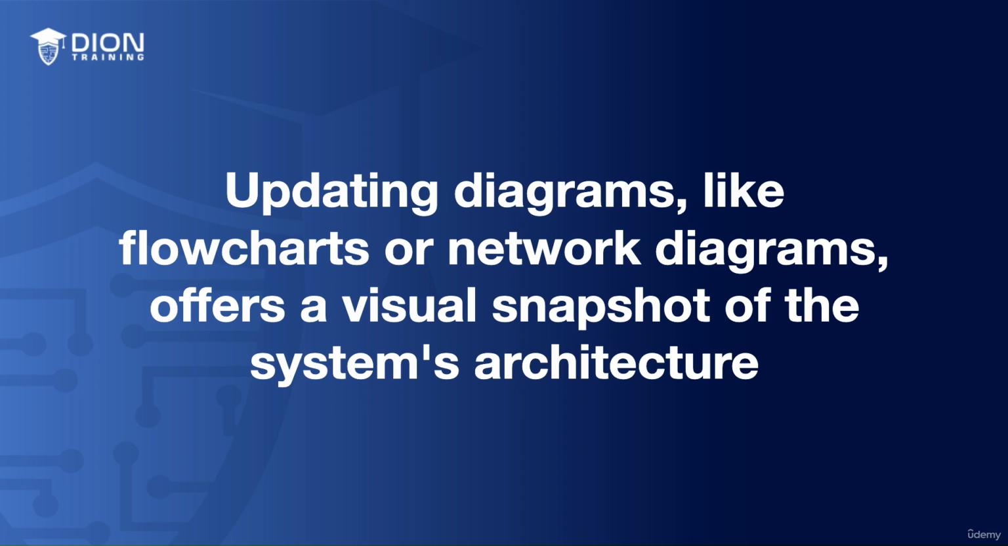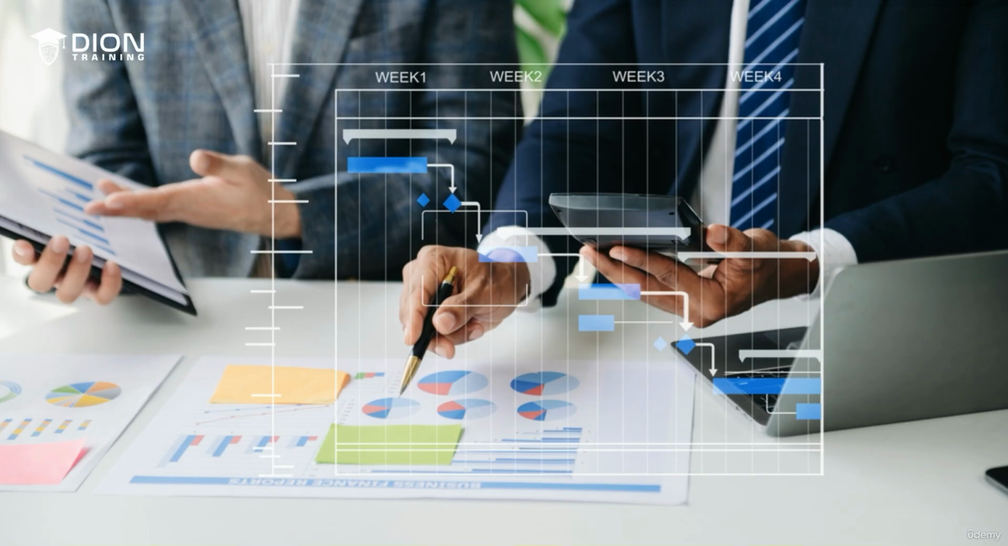Updating our diagrams is an important step because these diagrams provide us with a visual representation, like a flowchart or network diagram, that provides us with a snapshot of our system's architecture. After any change is implemented, you and your team must take the time to update your diagrams to ensure they still accurately reflect the current state of your systems. Many people simply ignore this step because they think they're going to remember all these changes in their head, but I can tell you from experience, this is a recipe for disaster.